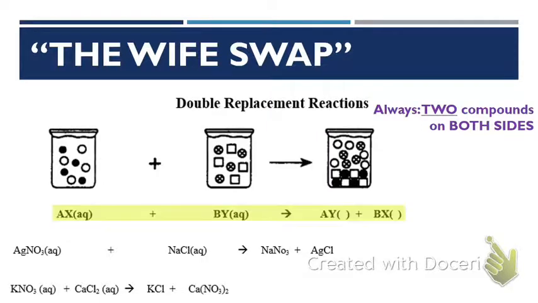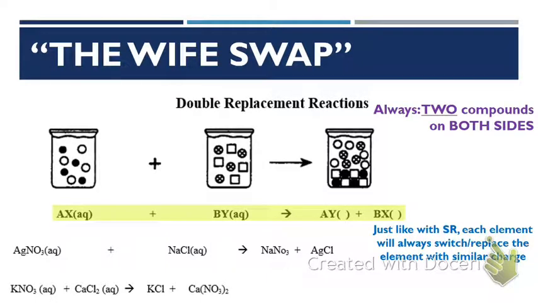If you look closer at this general equation here, AX is a compound, BY is also a compound. But after this reaction happens, I still have two compounds, but now A is with Y and B is with X. So I have two compounds on each side, but they are different compounds. Just like our single replacement reactions, our elements are going to switch and replace with the element in that other compound that has a similar charge.